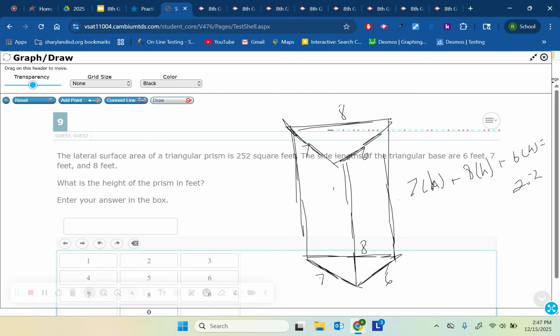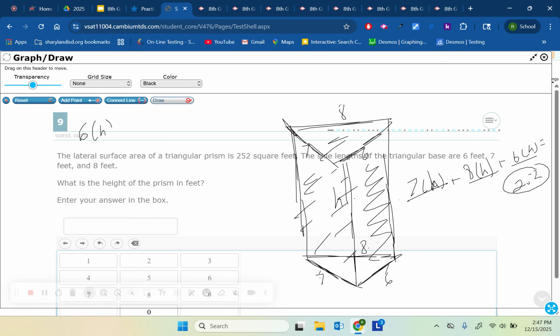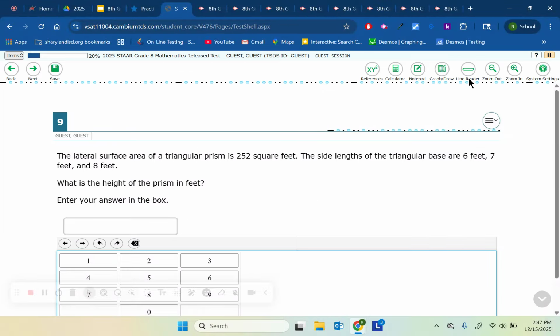I don't know what the height is, so I'm going to say my height is H. I know that 7 times the height is this area, 8 times the same height is that back area back here, and 6 times the height is also this area right here. When I set it up like this, I had to get the 252. So 6 times the height plus 7 times the height plus 8 times the height, when I add all that up, I get 252. I can say 6H plus 7H plus 8H equals 252, work it out by hand, or I can grab my calculator.